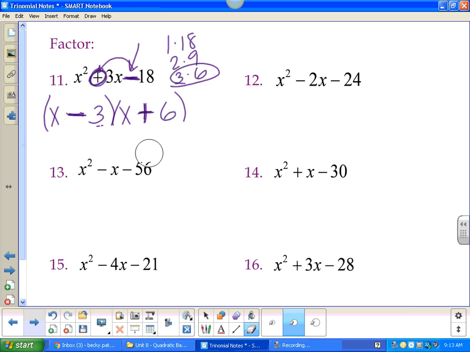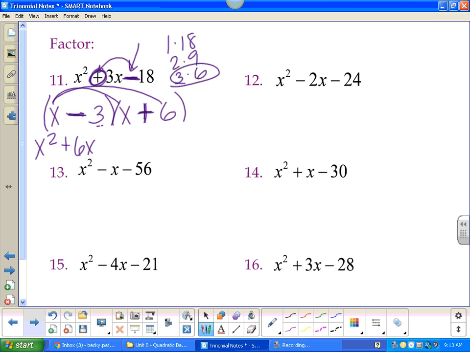Okay, here's why. Let's multiply it out so you can see. So that's x squared. That's a positive 6x. That's a negative 3x. And that's a negative 18. So they have to be different so that I get that negative 18 in the back. But I want to end up with a positive 3x, and that's why that sign has to go to the bigger number, because when our signs are different and we subtract, we always take the sign of the bigger number.